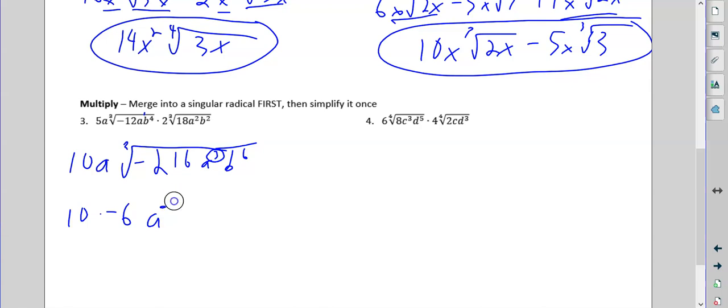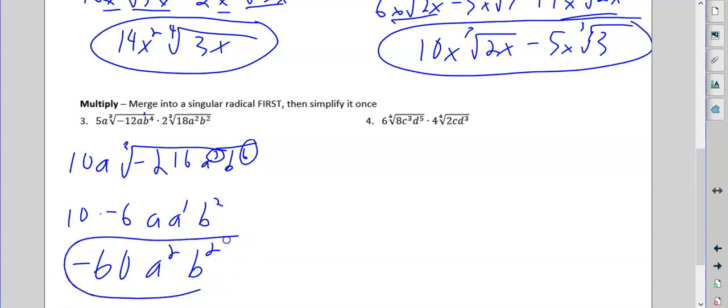And again, some of you might want to do it this way. Bring out that one whole group. That's fine. We'll clean it up later. This is 2 groups of the b's. Now I clean it up. Negative 60 a squared b squared. Final answer.